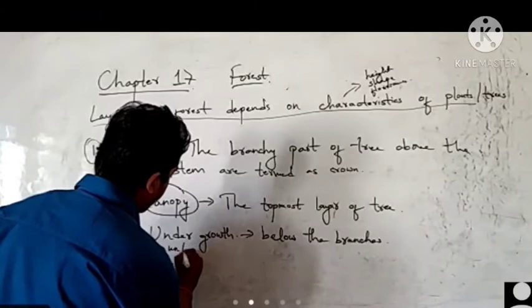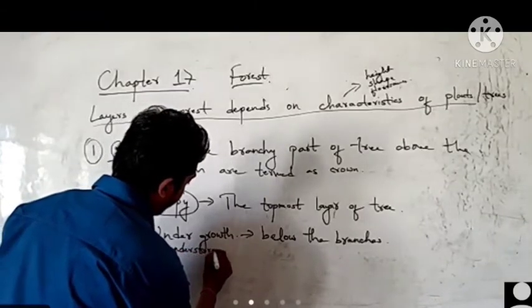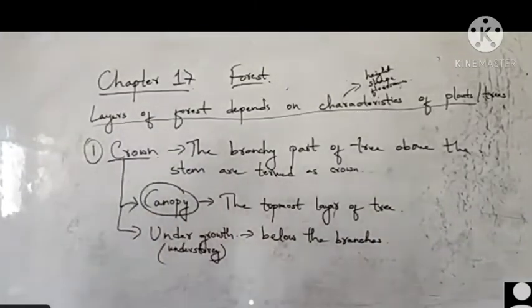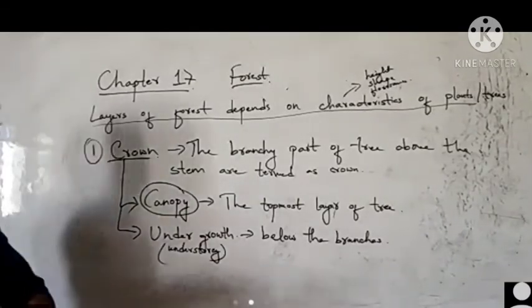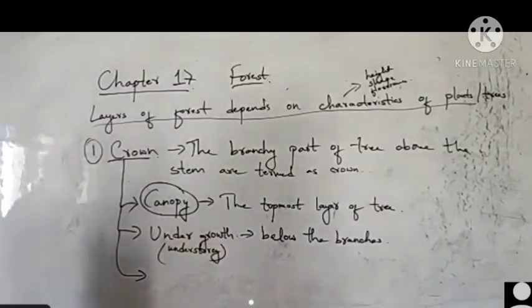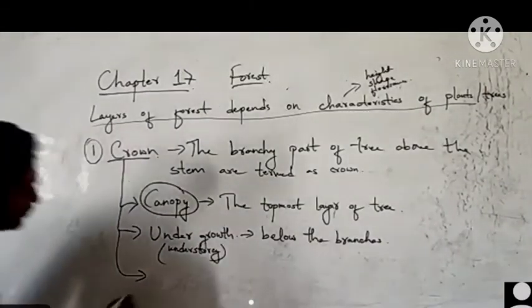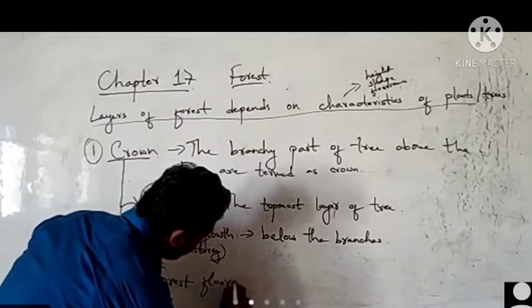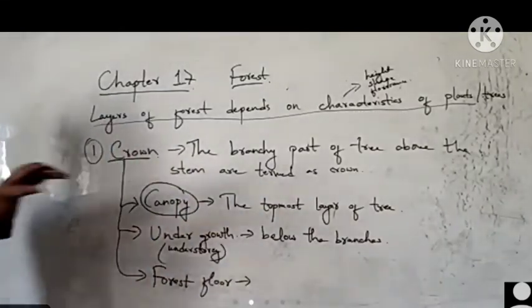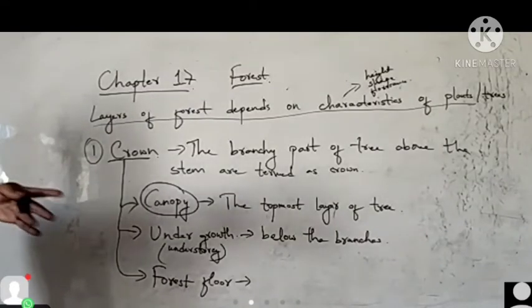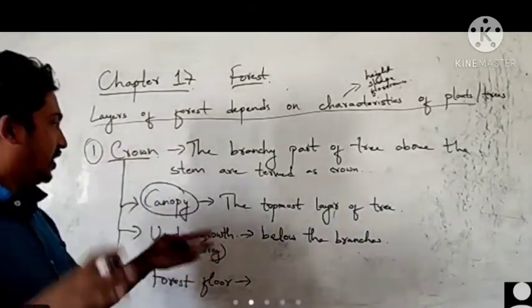It's called understory, okay. So the lowest layer is the form of herbs, okay, that means the lowest layer is herbs. And at last, the third one is forest floor. So at the top is the canopy, like an umbrella shape, mostly composed of leaves, okay.